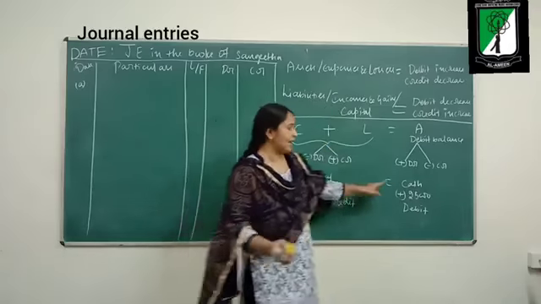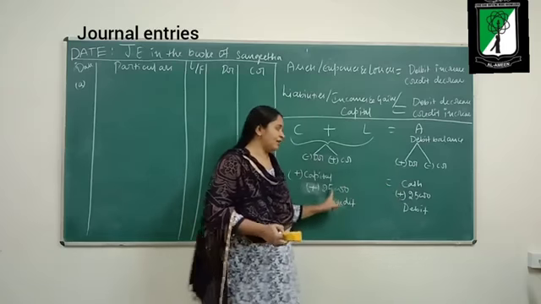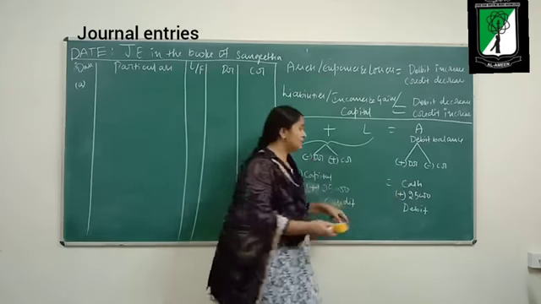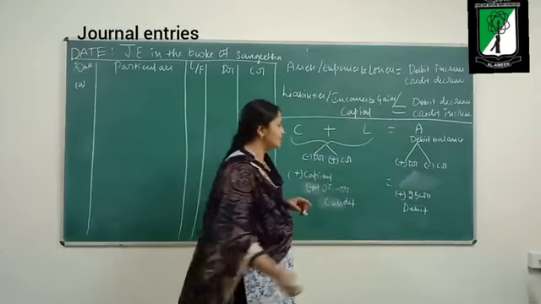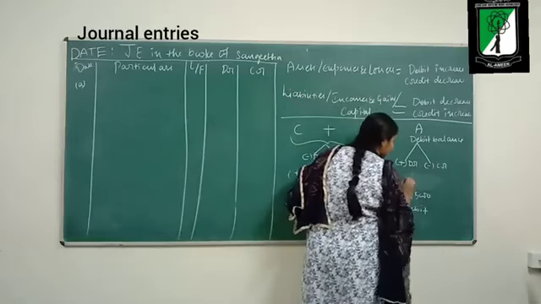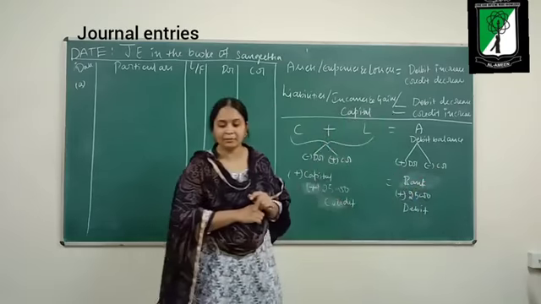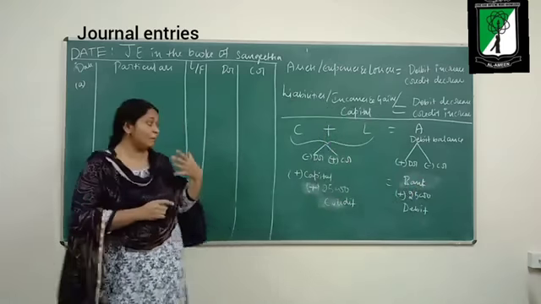So if it was cash, Sangeeta started business with cash rupees 25,000, then I should have written cash. But she has started business how? She has started business with a deposit in bank. She has started business with rupees 25,000 deposited in bank.